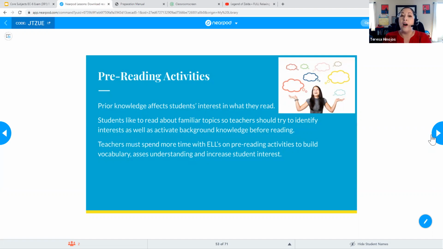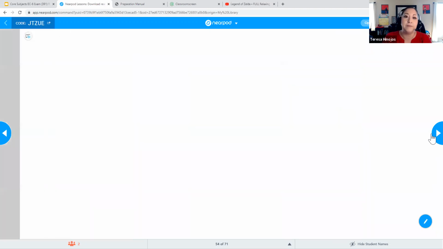So, with all students, when it comes to reading, there has to be a pre-reading activity. You can't just go straight into reading the book. You got to do something to activate that prior knowledge before, and then you can go ahead and start reading.